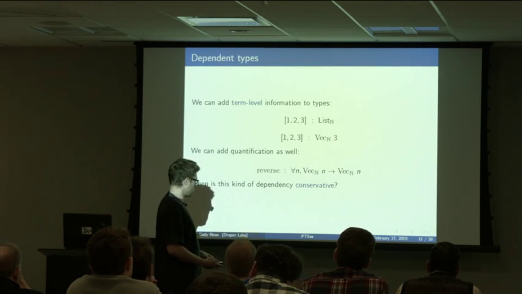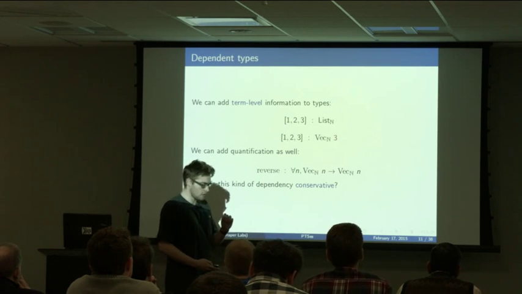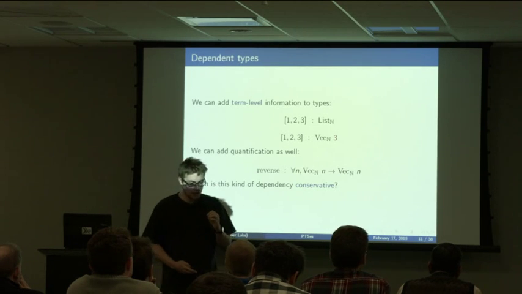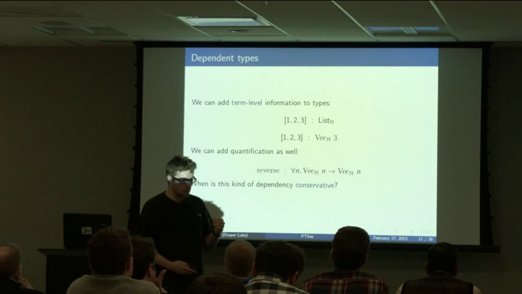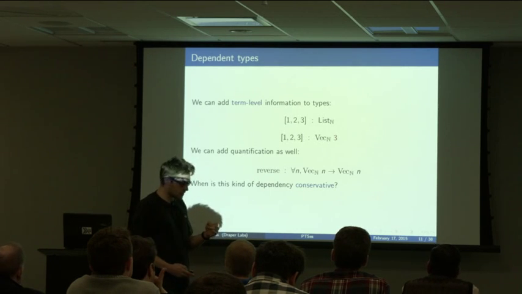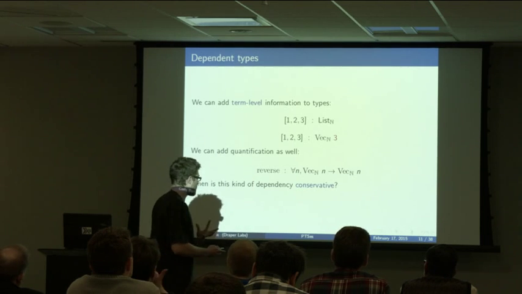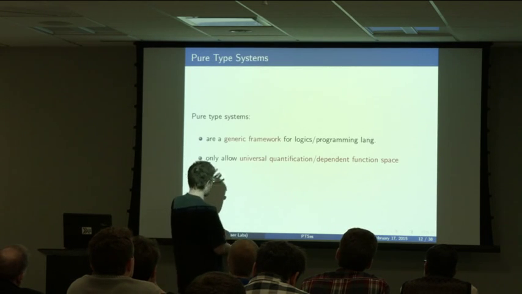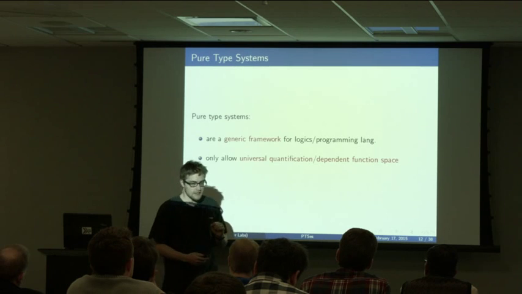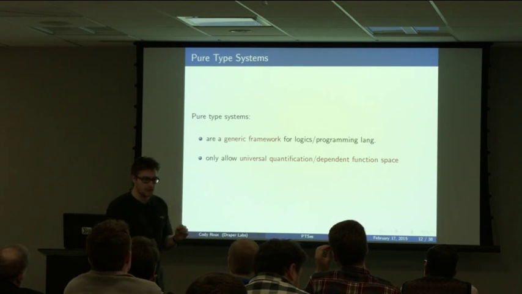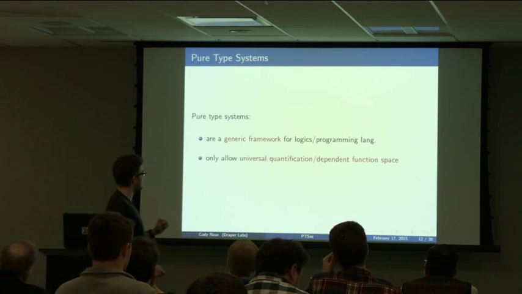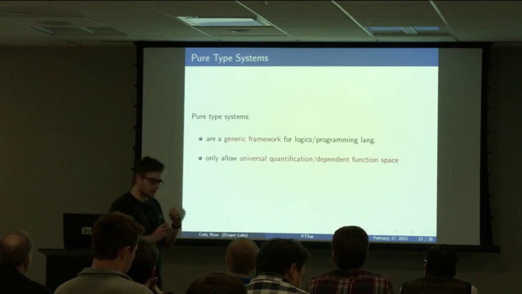So these are, I think, interesting questions. And it's nice for mathematicians and logicians to have a framework in which to conveniently ask these kinds of questions. And it turns out that there is a framework that allows us very easily to ask these kinds of questions. And this is called the Framework of Pure Type Systems.